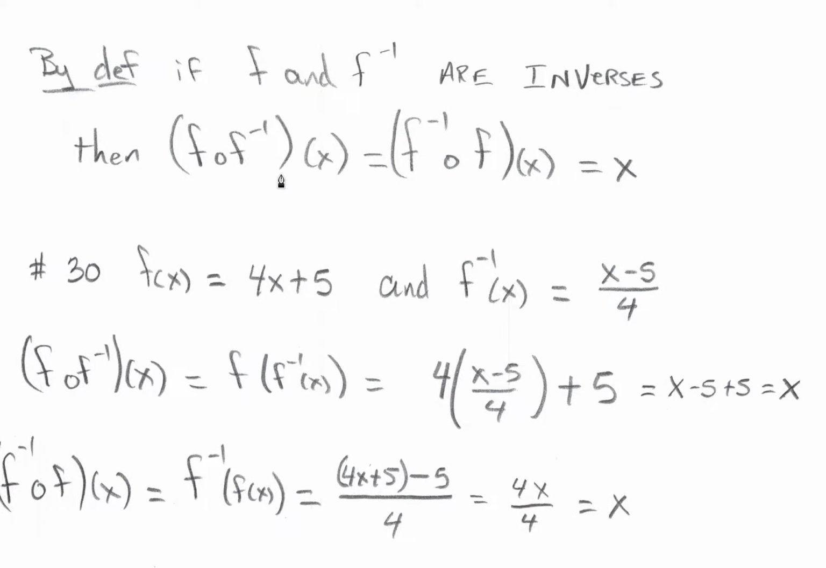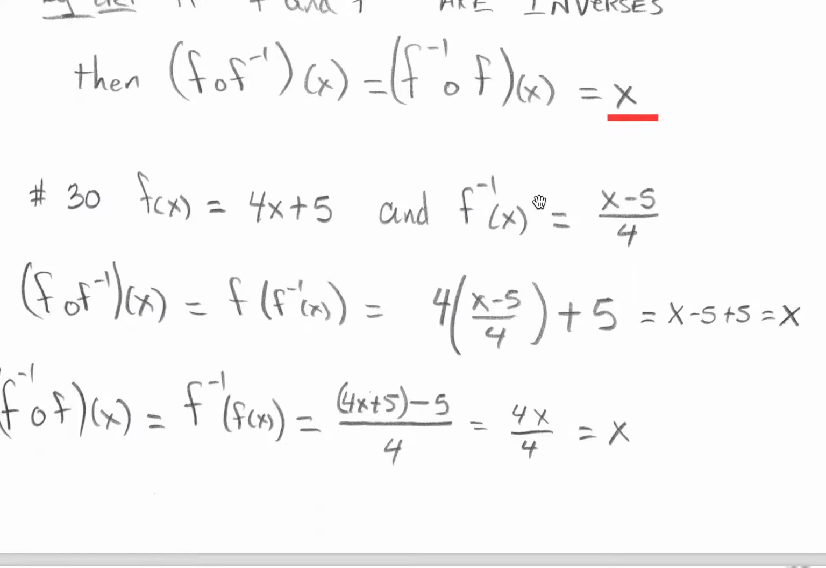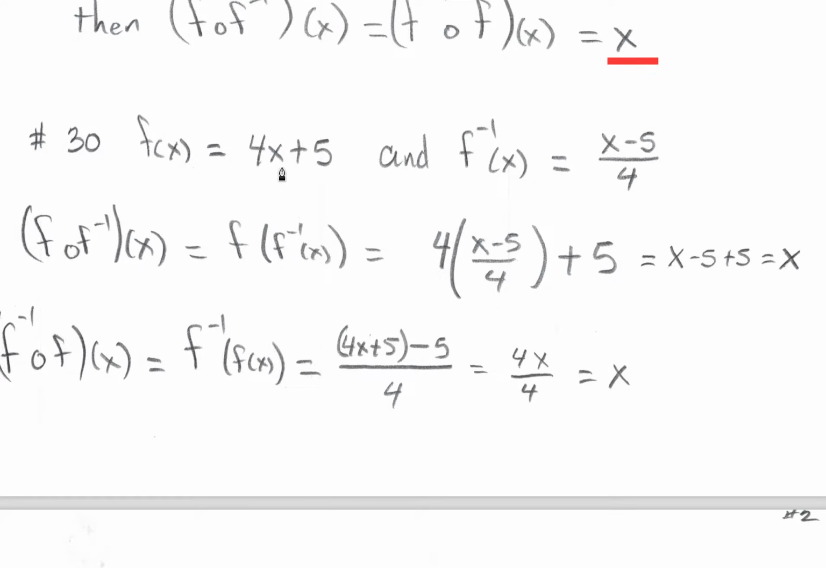By definition, if f and f inverse are inverses, then if I compose f of f inverse of x, or f inverse of f of x, I will get out x. Let's look at an example. f of x is equal to 4x plus 5, and f inverse of x is equal to x minus 5 divided by 4. So I compose f of f inverse of x.